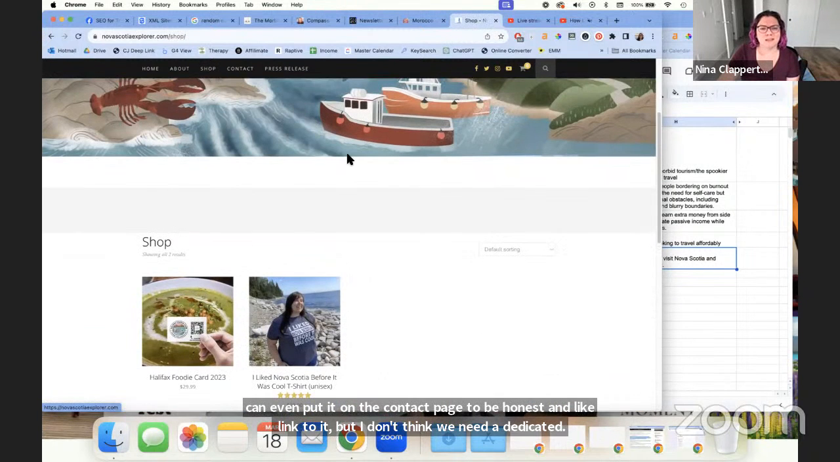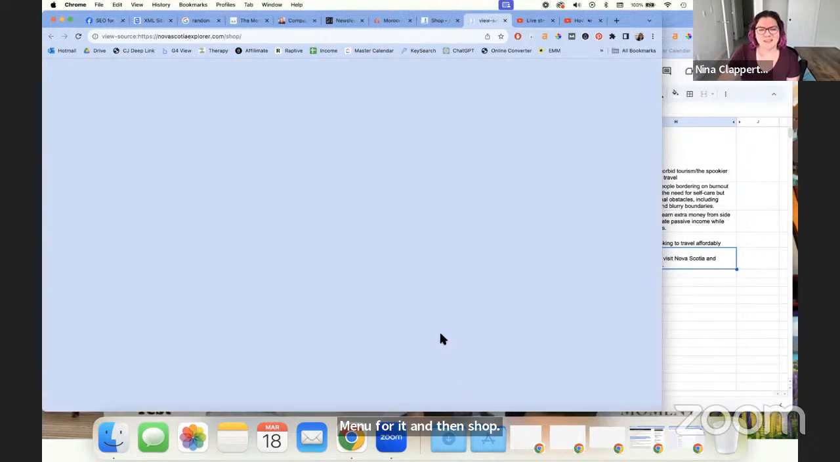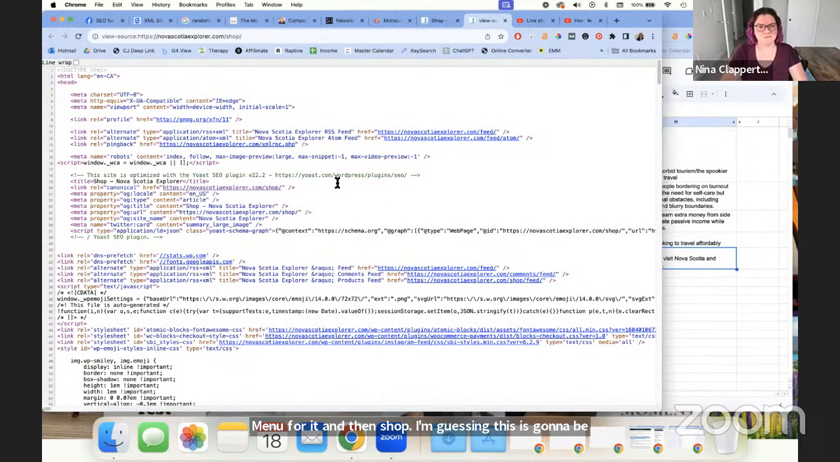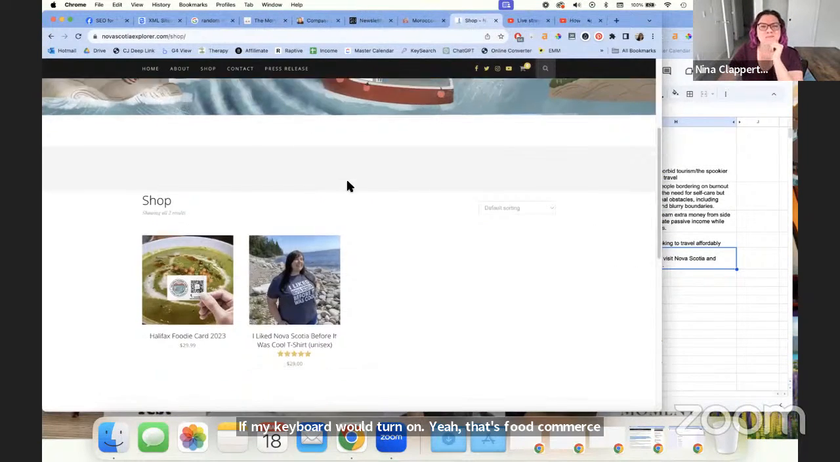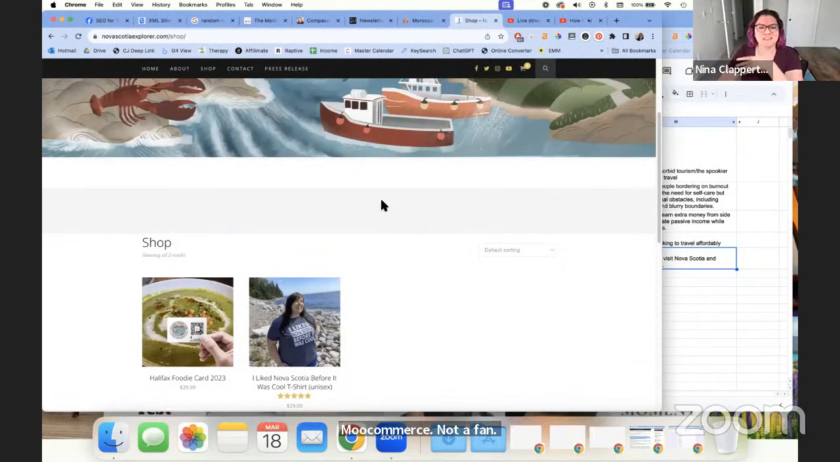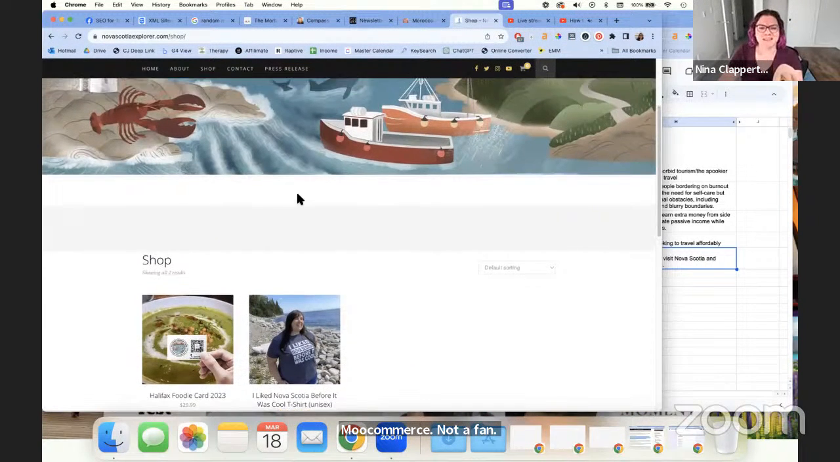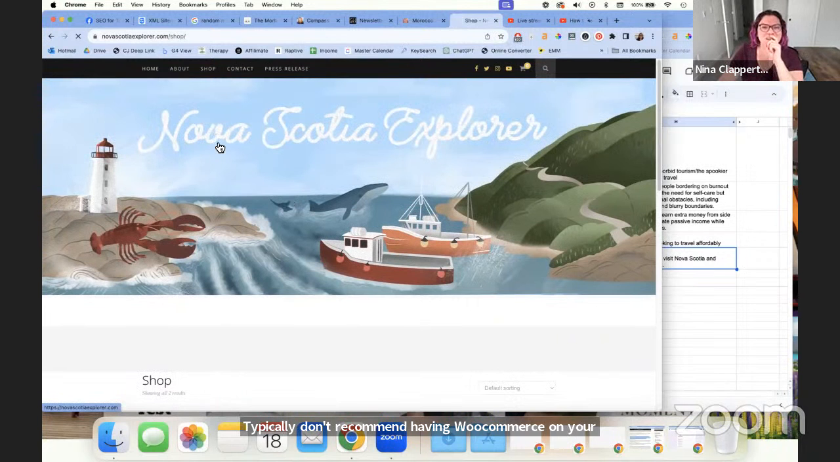And then shop, I'm guessing this is going to be WooCommerce, isn't it? If my keyboard would turn on. Yeah, that's WooCommerce. Not a fan. Typically I don't recommend having WooCommerce on your blog. Have it on a subdomain if anything, because this is going to slow down the site a bit. Sorry, it's a separate thing, but I always get distracted by it.